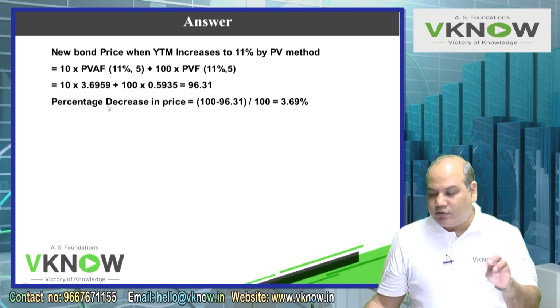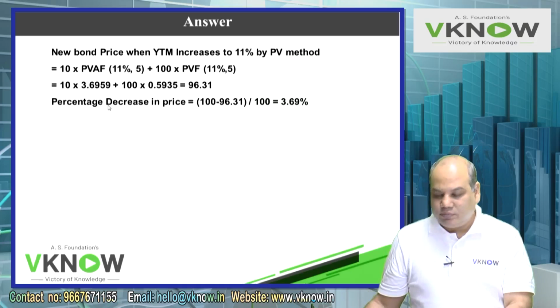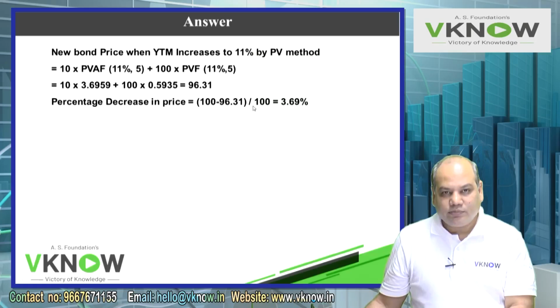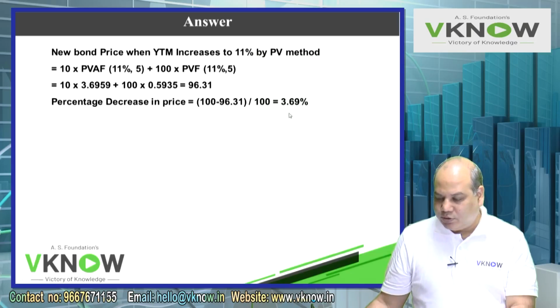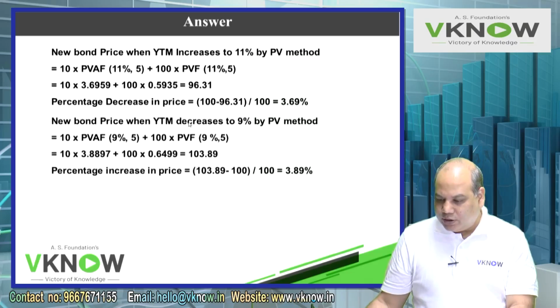100 minus 96.31. Percentage decrease in price: 100 minus 96.31 divided by 100 is equal to 3.69%. Now we'll do the same exercise when YTM decreases to 9%.